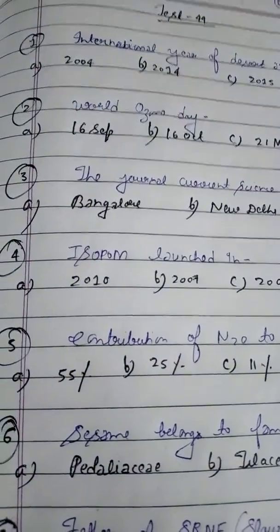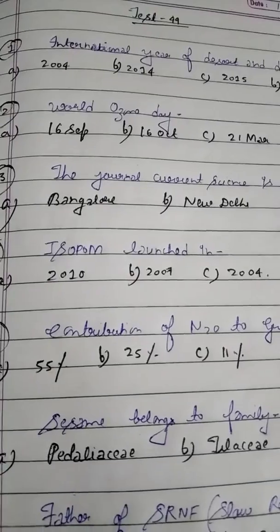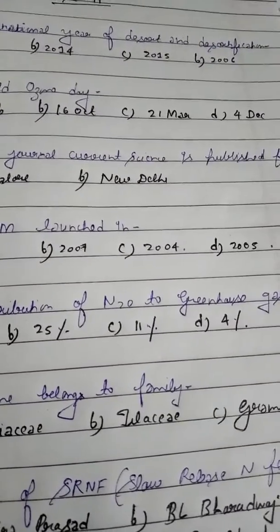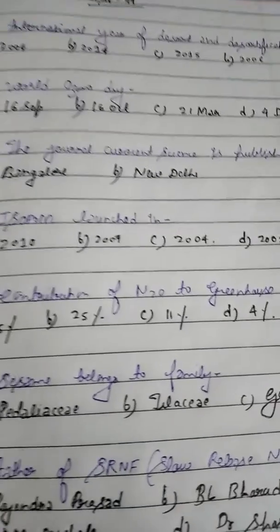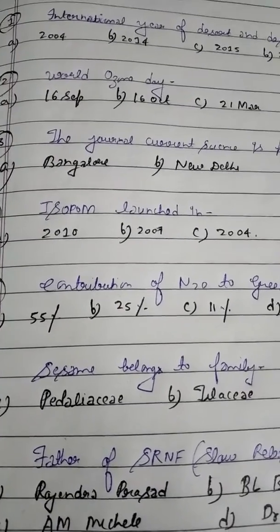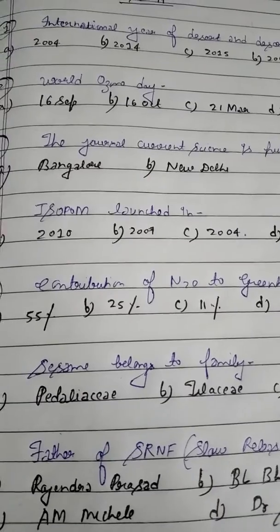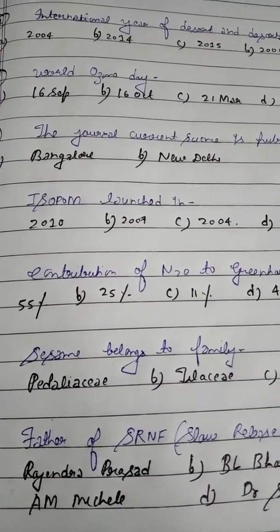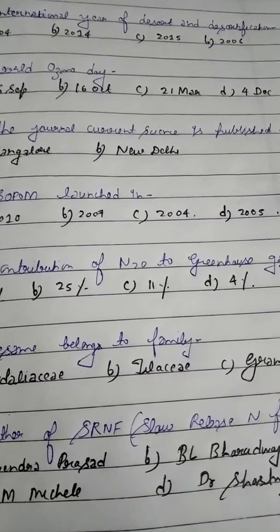Students, question number 2: World Ozone Day is celebrated on option A 16 September, option B 16 October, option C 21st March, option D 4th December. Students, again these dates are very important. You have to tell when International World Ozone Day is celebrated. So students, first see 16 October. 16 October is your World Food Day. 21st March is your World Forest Day.